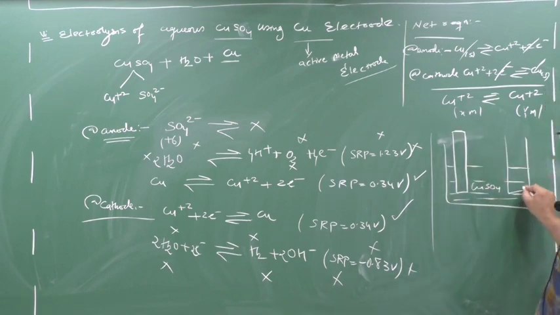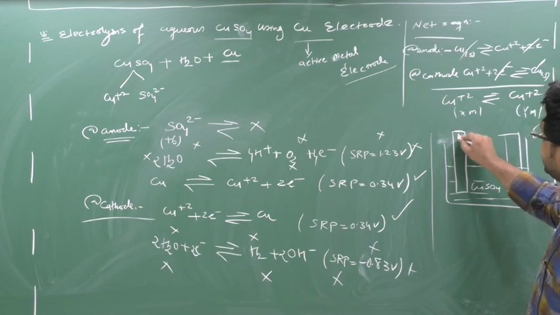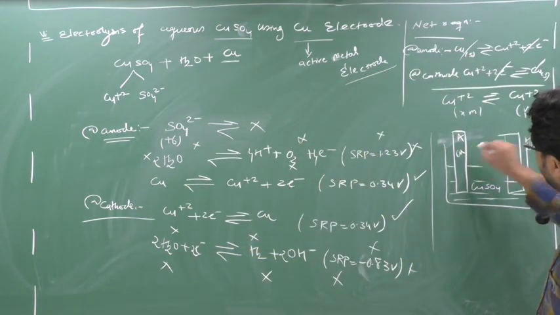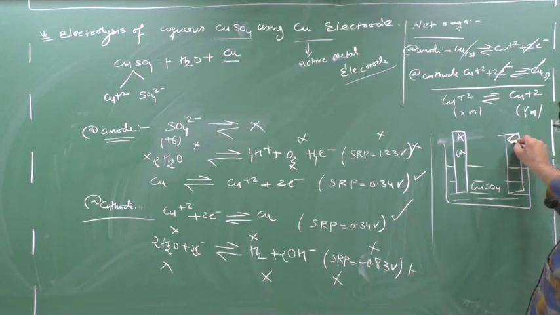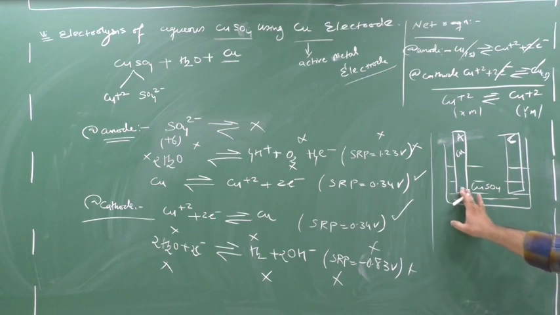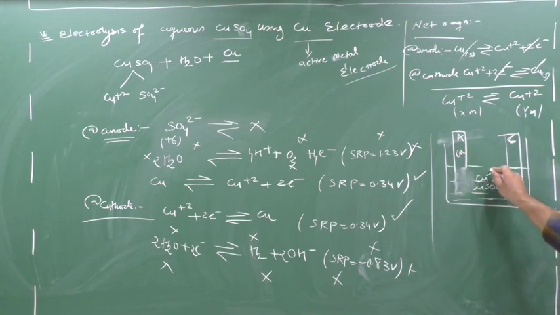This is anode, this is cathode. And anode itself is a what? Copper. So this will be a copper electrode, and the cathode. So see here, this anode Cu is converting into what? Cu2+. So slowly this portion is going, because this Cu is converting into Cu2+.